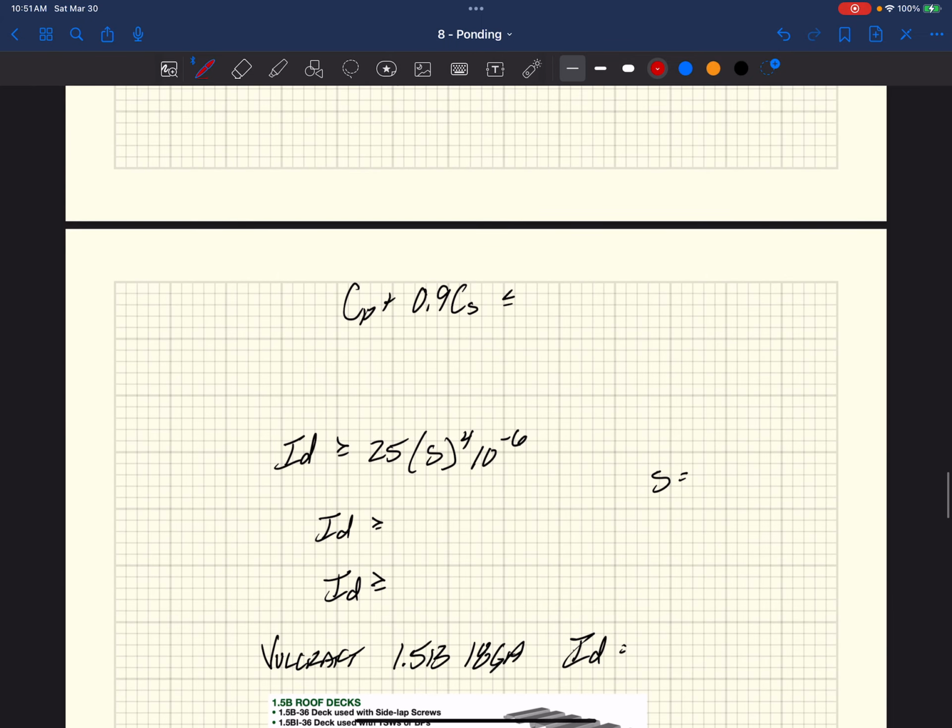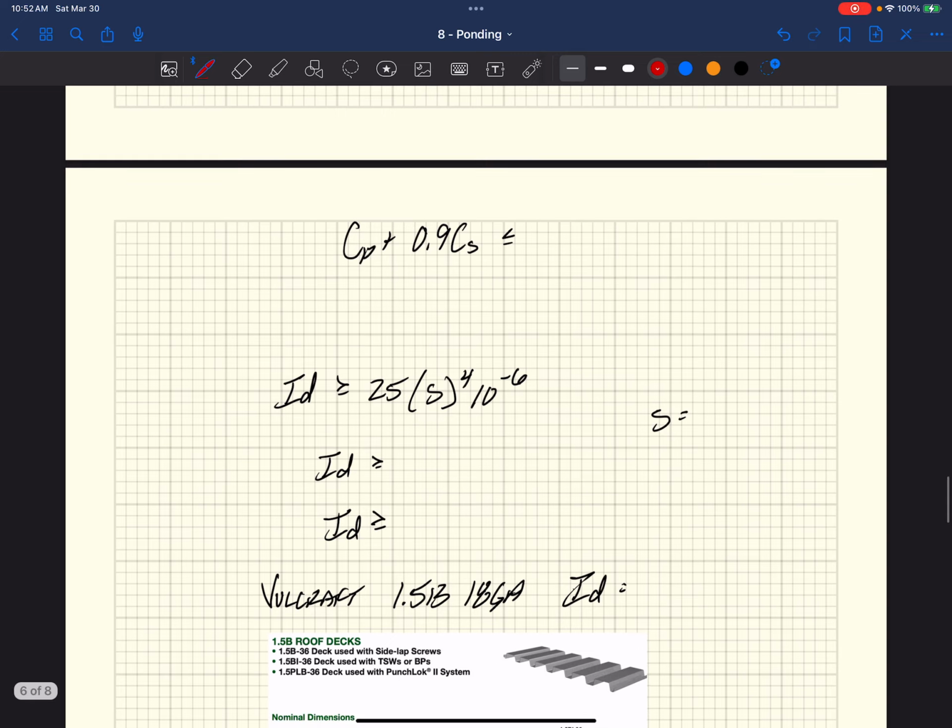Right, so one of the equations we have to meet in order to ensure that we have adequate stiffness and strength is CP plus 0.9 CS has to be less than or equal to 0.25. So we take 0.134, add to that CS, 0.9 times 0.021. 0.021 is a very low value for CS, so we have very stiff secondary framing. We get 0.153 is less than or equal to 0.25, right?